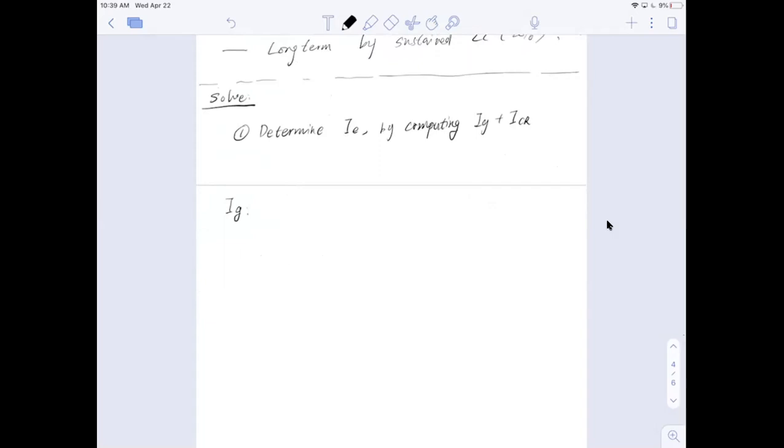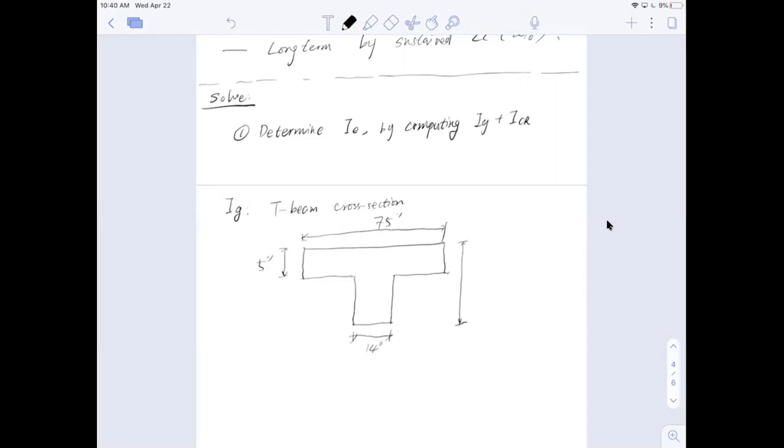Up to this point, we haven't shown you the cross section yet. The cross section looks like a T-beam actually. So it looks like this. It has a flange height of 5 inches, a width of 75 inches, pretty wide, and the web is 14 inches. The total height of the beam is 24.5 inches.